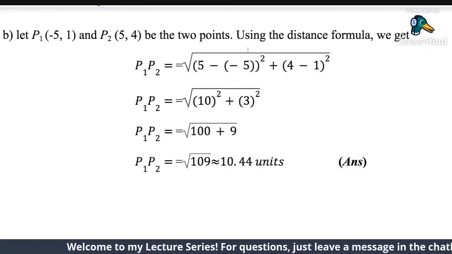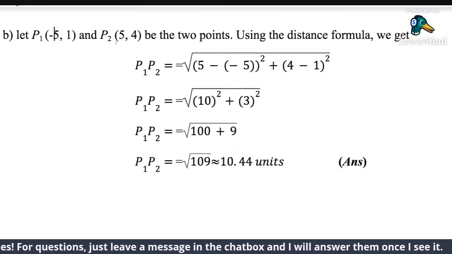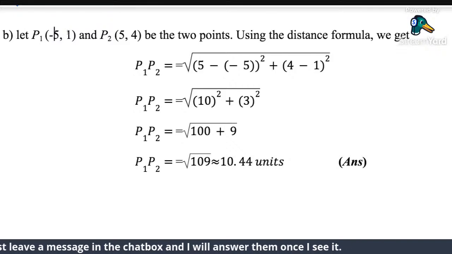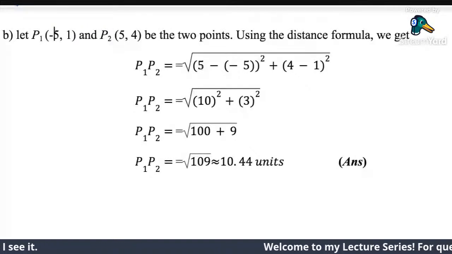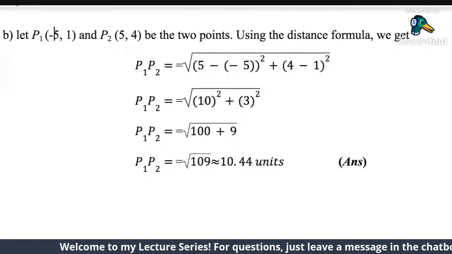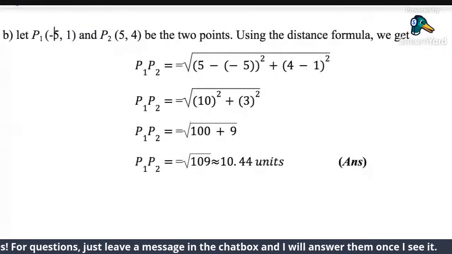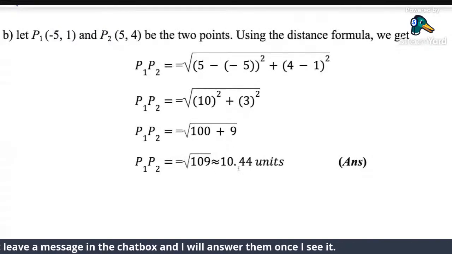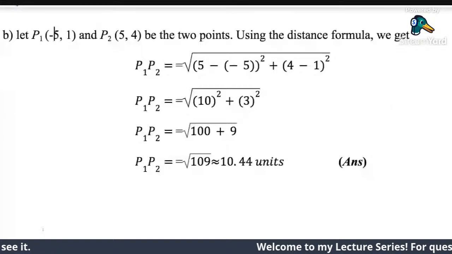distance formula. Okay. So if this is your x sub 1, and this is your x sub 2, and y sub 1, y sub 2, we can just substitute them in the formula. So we'll have the square root of the quantity 5 minus -5 squared plus 4 minus 1 squared. So you will have 10 squared plus 3 squared, square root. So you have square root of 100 plus 9. So you will have square root of 109, or that's roughly 10.44. Okay. So that's the distance from point P1 to P sub 2.